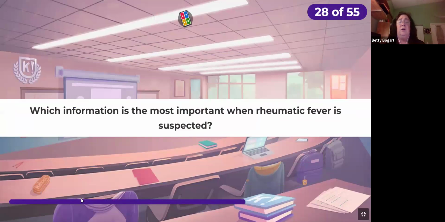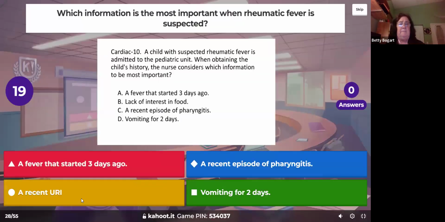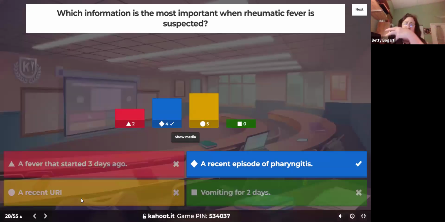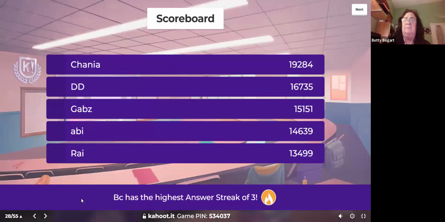Which information is most important when rheumatic fever is suspected? What causes rheumatic fever? Remember, rheumatic fever is that rash. It's that swollen joints. It is that movements that are chorea, those things, and it's heart valve damage. It's all because a strep infection was not treated or treated completely. It's all about strep, okay? Rheumatic fever is caused by strep. Remember the ASO titer, anti-streptolysin titer? It's all about checking that strep in the body.